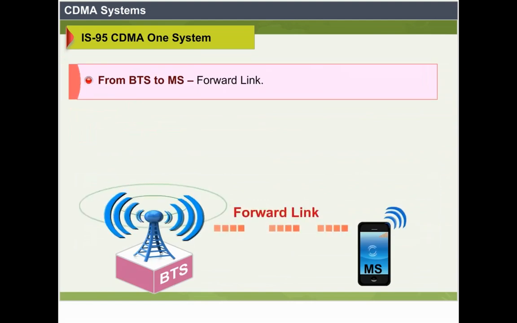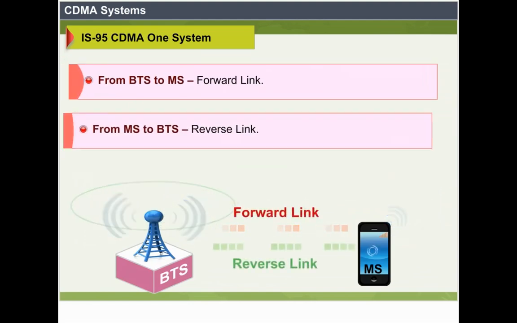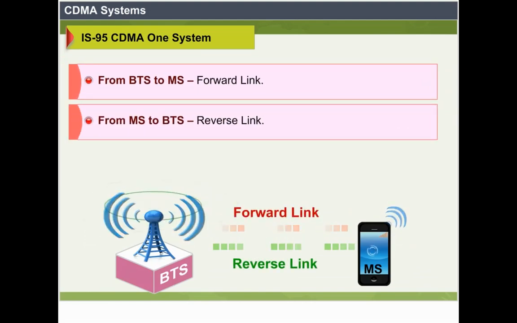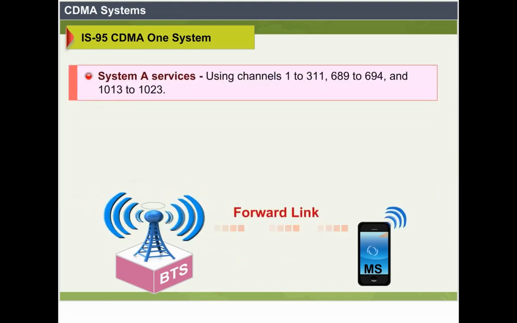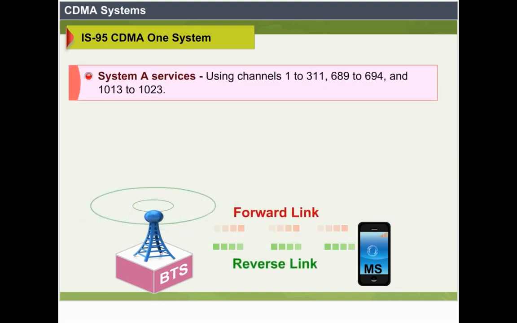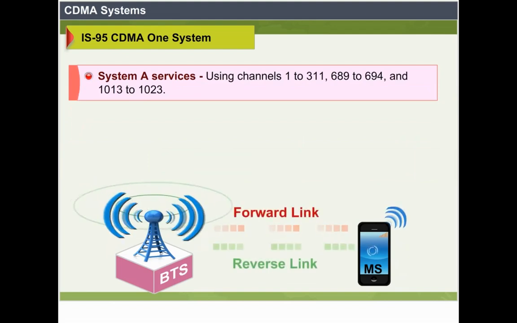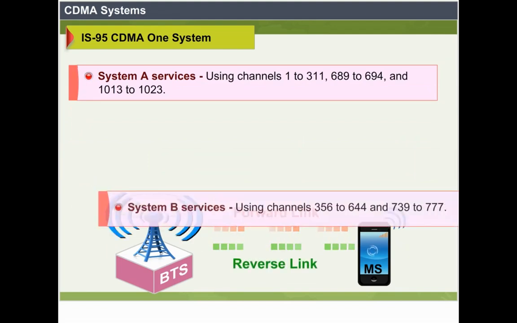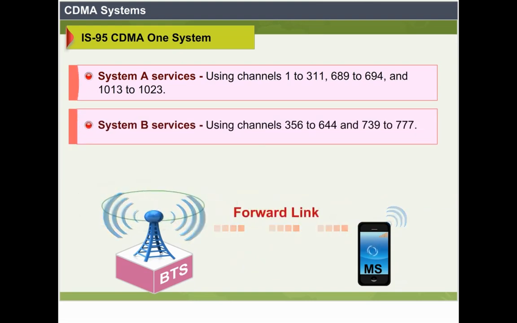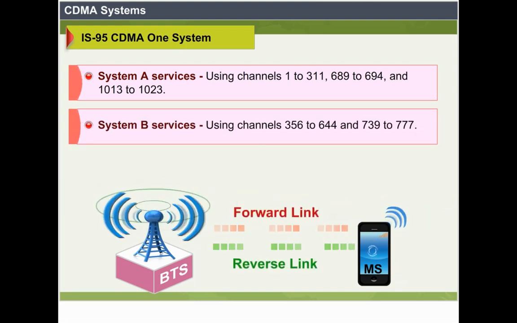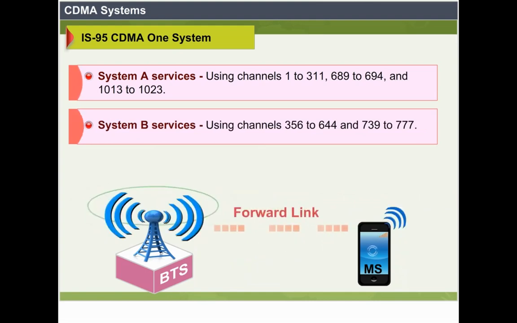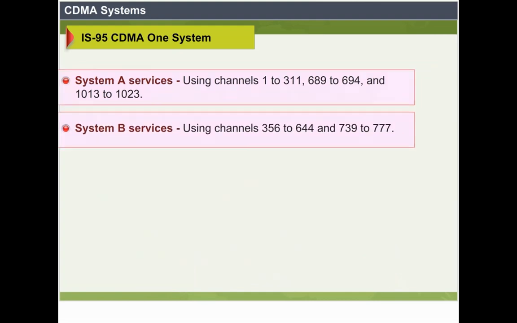From BTS to MS is the forward link. From MS to BTS is the reverse link. System A services use channels 1 to 311, 689 to 694 and 1013 to 1023. System B services use channels 356 to 644 and 739 to 777.